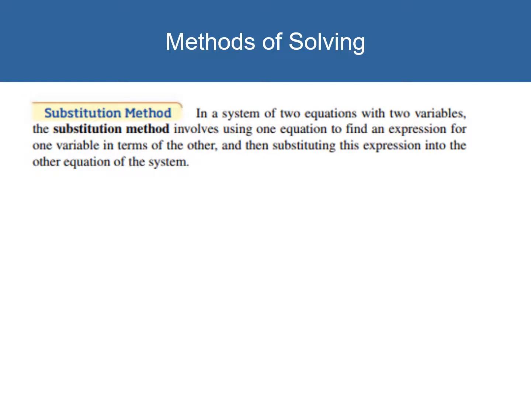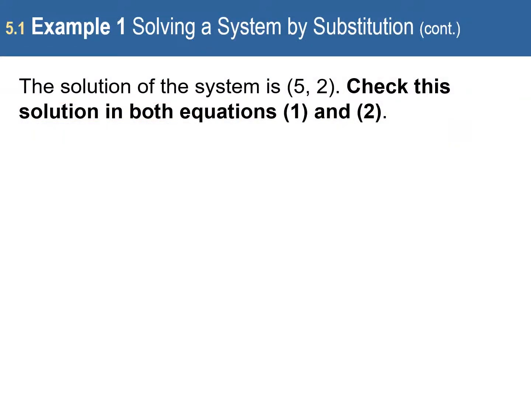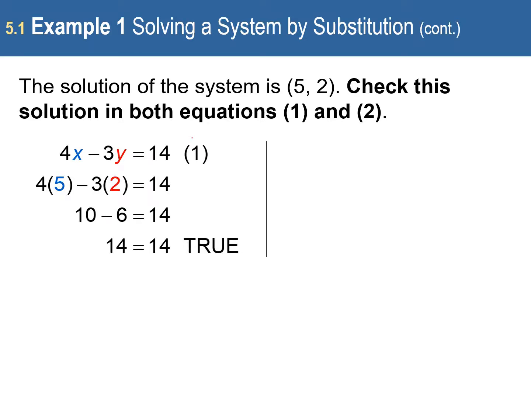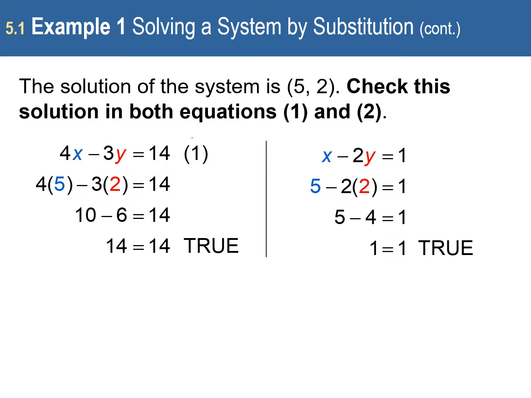So, substitution is the first method we're going to use for solving systems. Now we need to check the solution in the original equations. When I plug (5, 2) into the first equation, I get 14 is 14, and that's a true statement. When I substitute (5, 2) into the second equation, I also get a true statement. So my solution set is the point (5, 2).